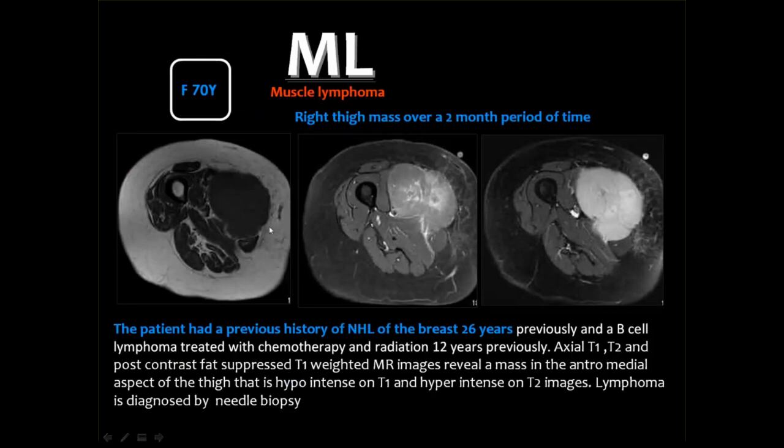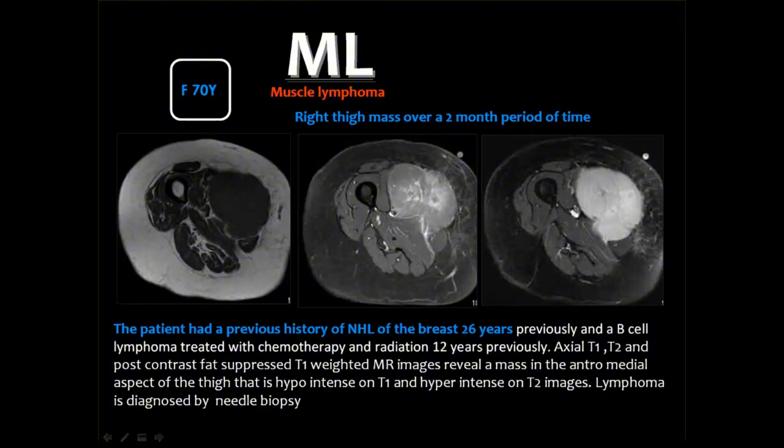And this is an example of a patient 70 years old presenting with a thigh mass over a 2 month period of time. The lesion is of low signal in the T1, and it is of high signal in the STIR with appreciable contrast enhancement. The patient had a previous history of non-Hodgkin lymphoma of the breast 26 years ago. Then this history will help you to put the possibility of lymphoma for this muscle mass.